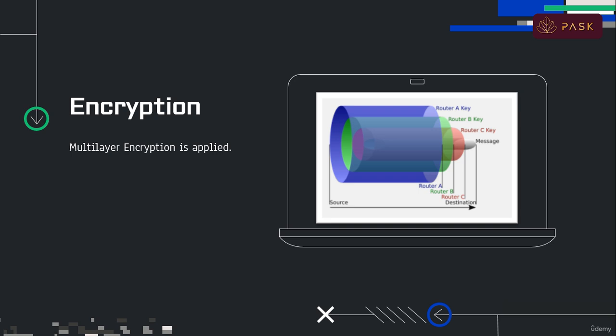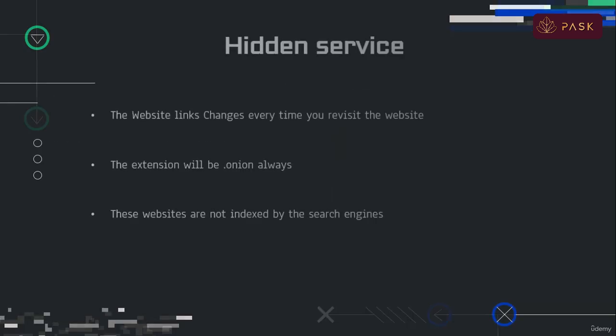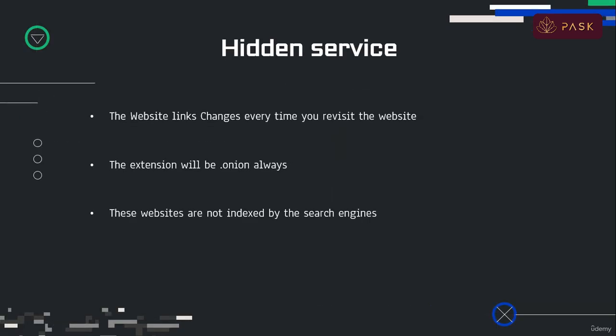In addition to allowing the user to be anonymous, Tor also supports hidden services, which are websites that can only be accessed through the Tor network. These websites have URLs ending in .onion and are not indexed by search engines.